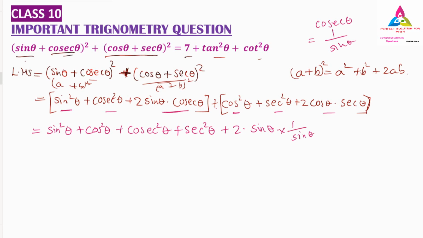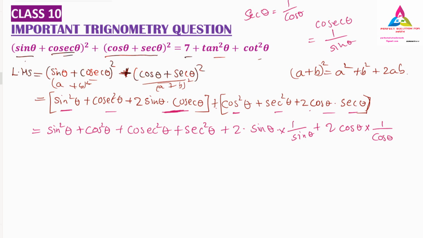So this one I have changed it. Similarly, plus 2 times cos theta I have written as it is. What is secant theta in terms of cos? Secant theta in terms of cos is nothing but 1 by cos theta. So here, instead of secant, I will write 1 by cos theta.